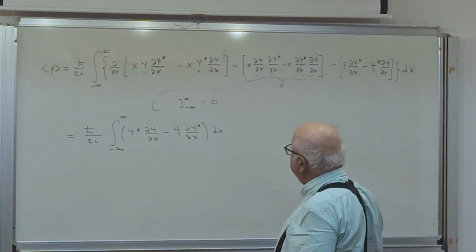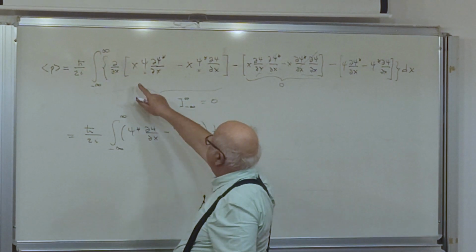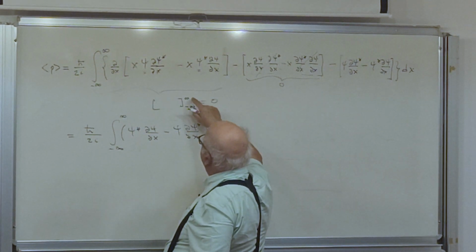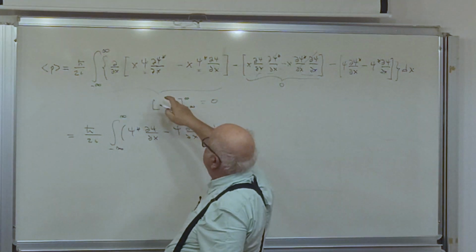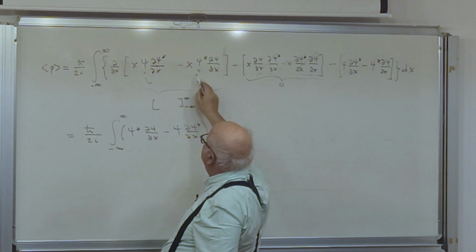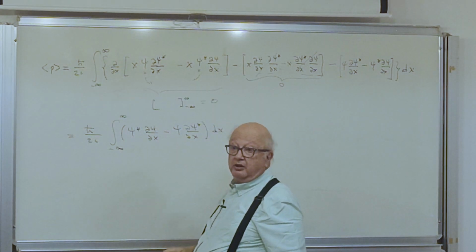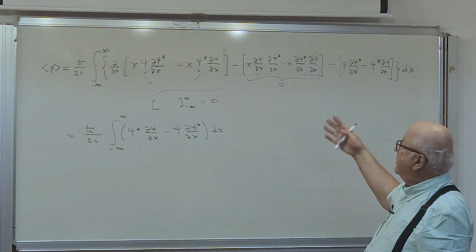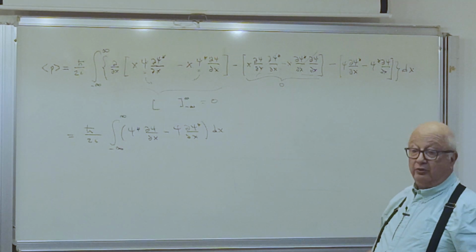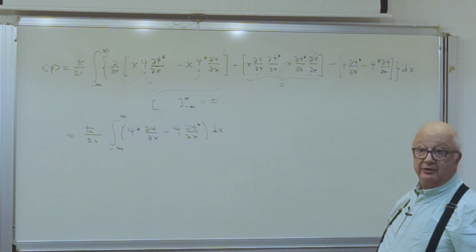Why did we say 0 for the first part? Because this is just this bracket evaluated at plus infinity and minus infinity, and these things go to 0 at infinities. Both the derivative and also, of course, x doesn't go to 0, but x times psi also goes to 0. At least that's what we assume.